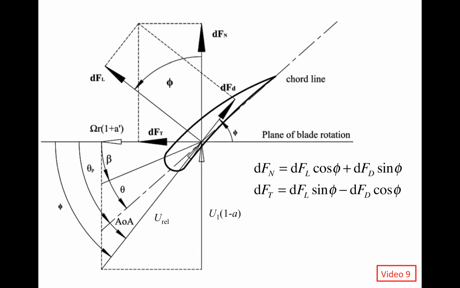So from the ninth video, we also know that the normal force, dFn, is what? dFn is this force. It's the force that's pushing back on the rotor. It's actually trying to topple the wind turbine, right? It's in the same direction as the incoming wind. That's the normal force. The normal force and the tangential force. The tangential force is actually the force that's creating the torque.